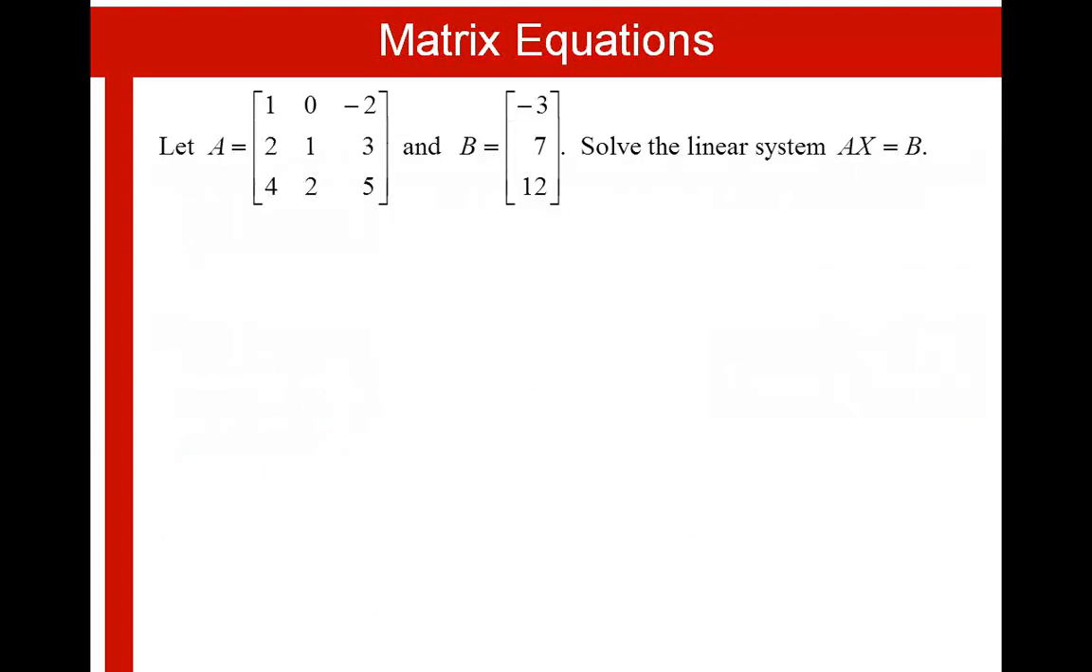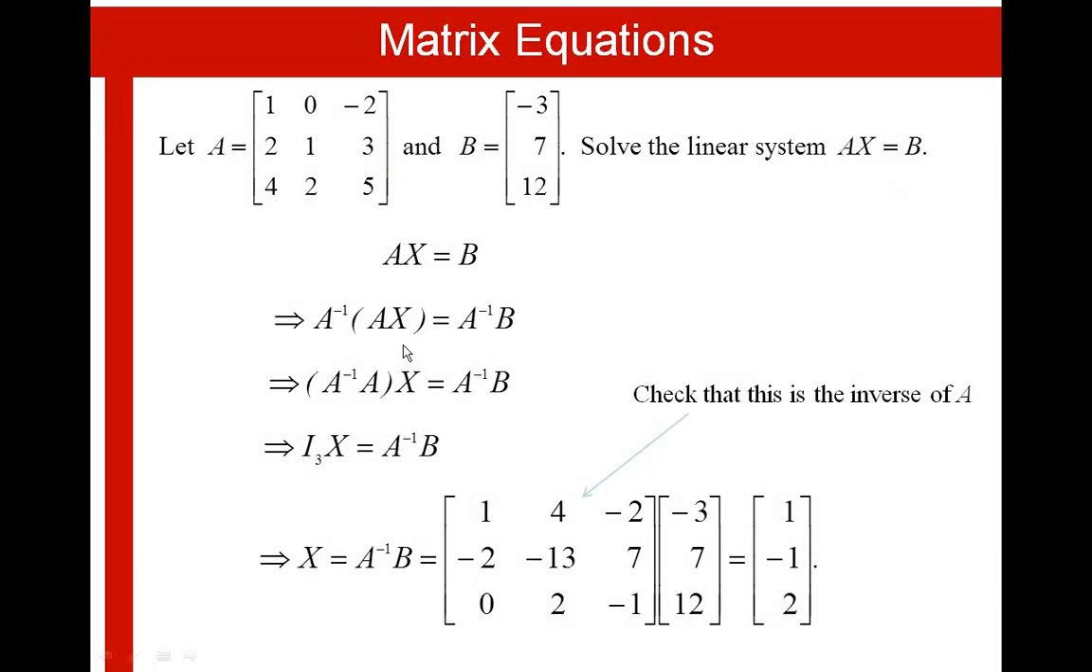Example 1, if A is a 3 by 3 matrix as shown here, and B is the component matrix that we have here, a column matrix, and we need to solve the system AX equals B. Again, solving the system means finding the matrix X, the elements of the matrix X which satisfy this equation. As seen above, the solution is X equals A minus 1 times B.